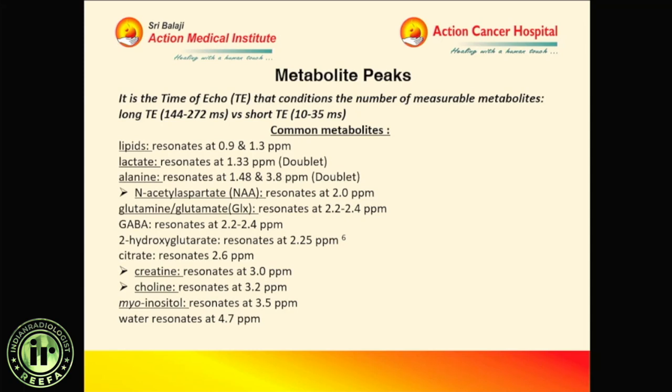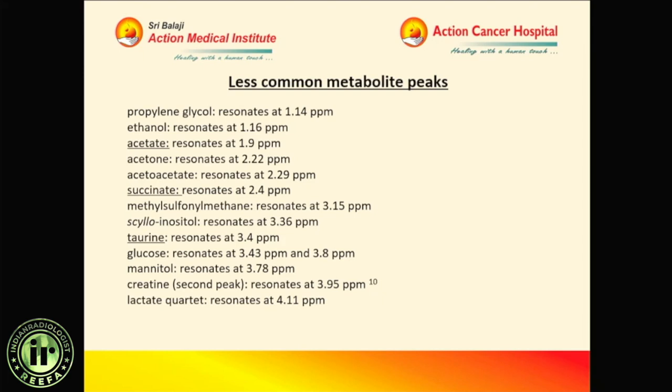The other metabolites, lipids at 0.9 and 1.3 ppm, lactate, alanine, glutamine, glutamate complex, and MI peaks, will only be seen with the short TE. There are some less common metabolites which are also important, like acetate, succinate and taurine.